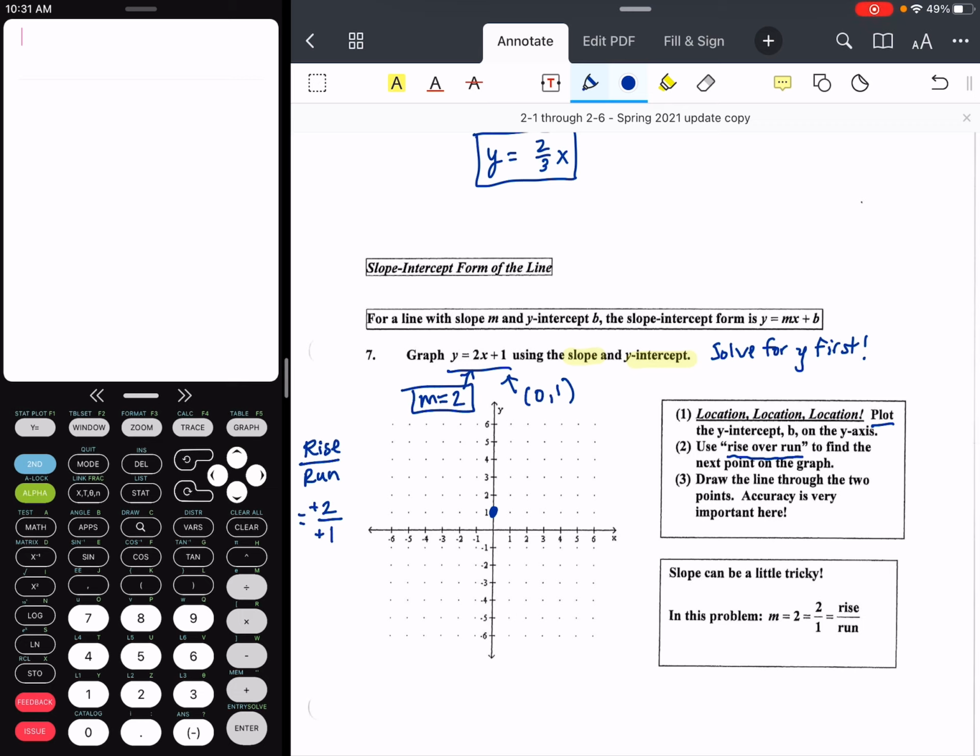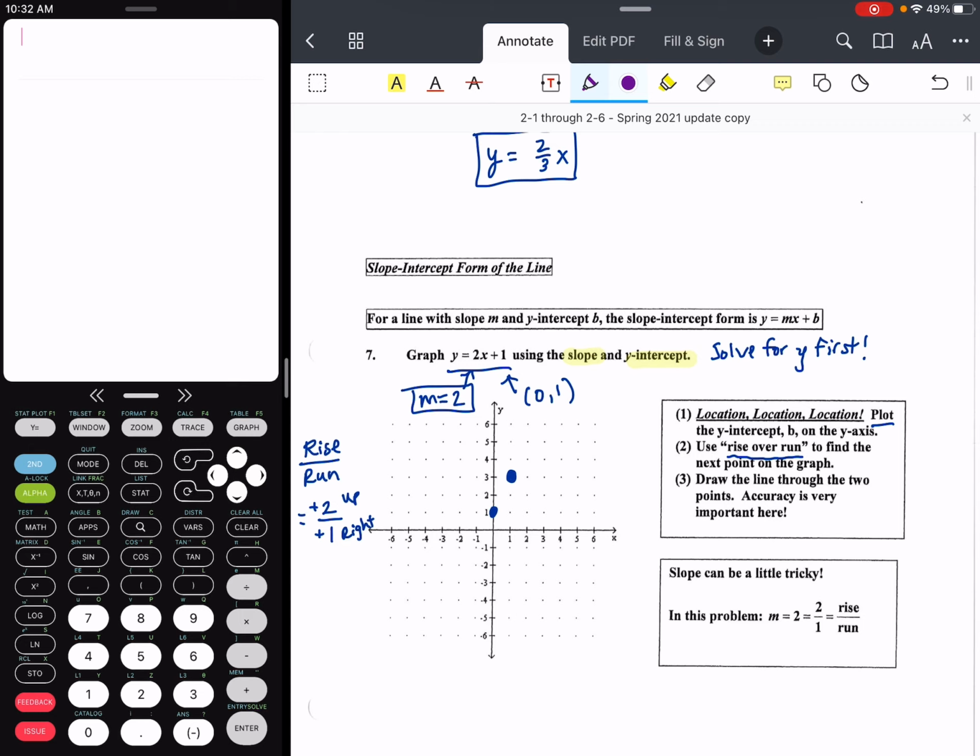So from my (0, 1) ordered pair, if I rise up positive 2, and then run to the right positive 1, that puts me at this point. Okay, so I only need 2 points to graph a line. I've plotted the intercept and I've plotted a second point, so I could certainly connect these together. But for a couple of reasons, I actually am going to find a third point just kind of as a check and just to make my line straighter.